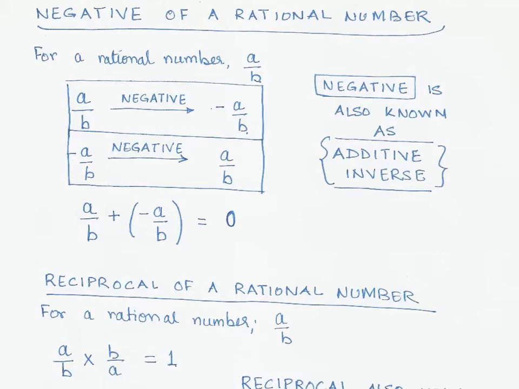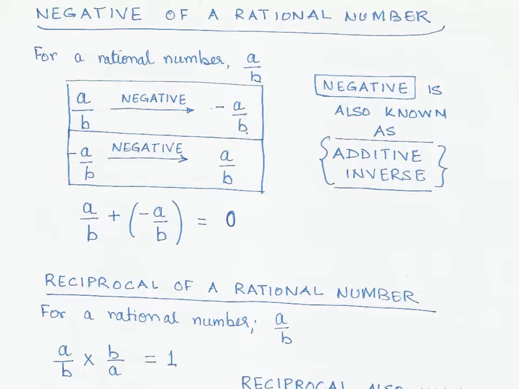Okay, so now let us try to understand what we mean by the negative of a rational number. We have already learned about the concept of negative numbers or integers, right? Essentially, it's a number which has a negative sign in front of it. That's how we represent negative numbers. Now, what does a negative of a rational number mean?